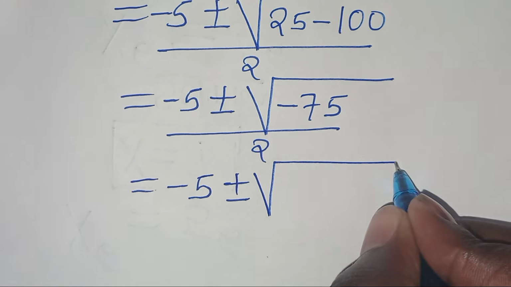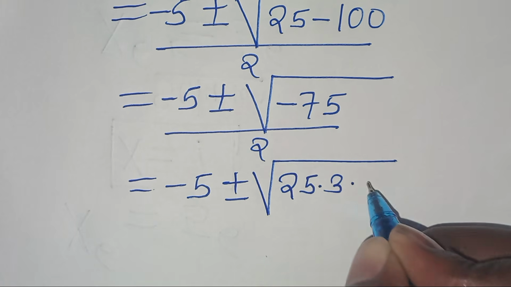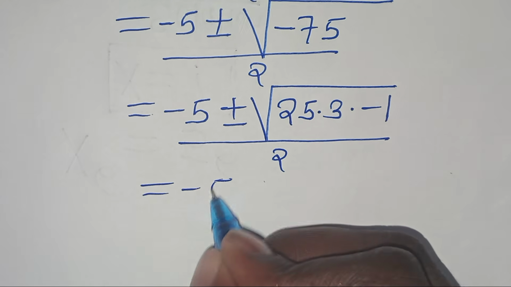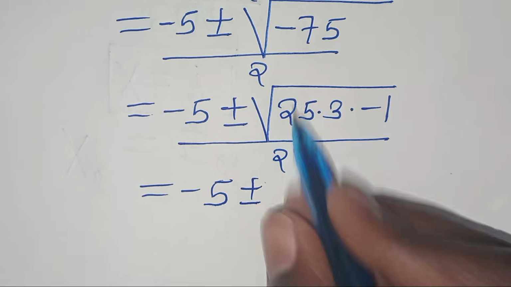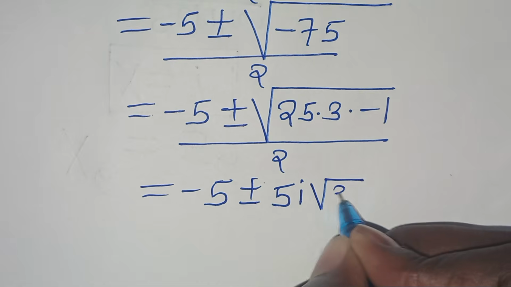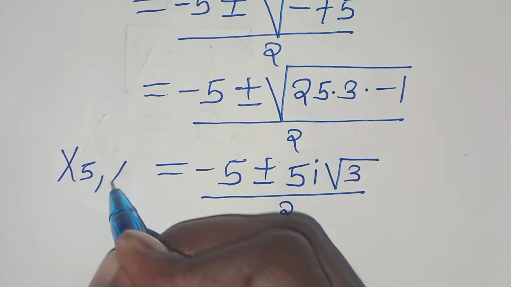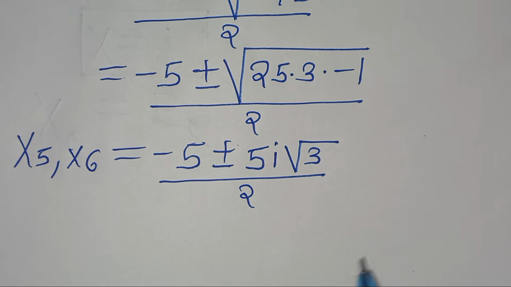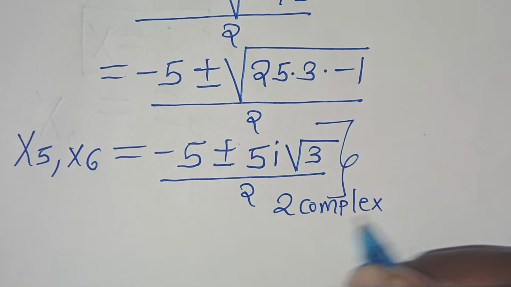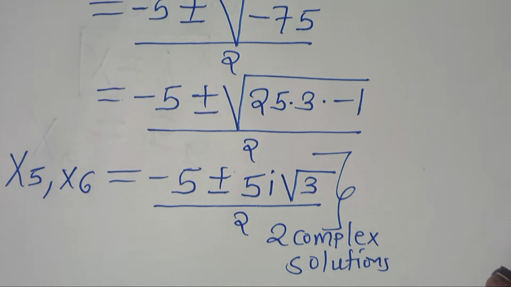We can express the square root of negative 75 as the square root of 25 times 3 times negative 1, divided by 2. So this means that we have negative 5 plus or minus the square root of 25, this is 5, square root of negative 1, this is i, then square root of 3, divided by 2. So this is x5, x6, and these are two complex solutions. These are two complex solutions under case 2. And this totals to 6 solutions for this algebra problem.